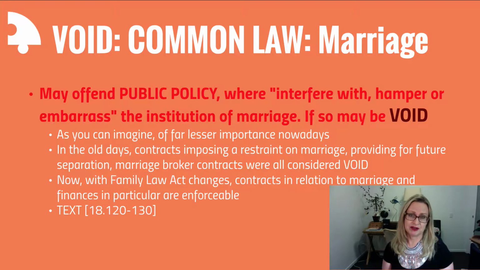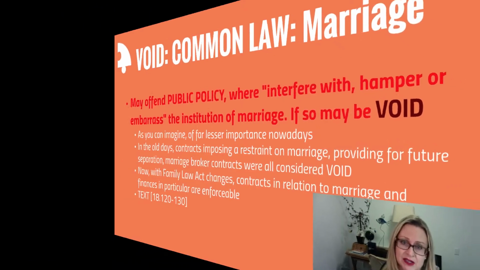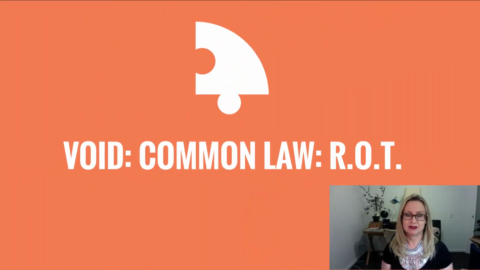But with the changes to the Family Law Act, especially in relation to marriage and the way that you can provide financially for settlements, all of those kinds of contracts are enforced. So, as I said, this form of a contract being found void is much less of relevance. If you want to hunt it up in the text, 18.120 to 130, go and have a look at that. So they are the two minor scenarios where contracts will likely be found void at common law for breaching public policy. The other really big one is restraints of trade, and we'll look at that now.